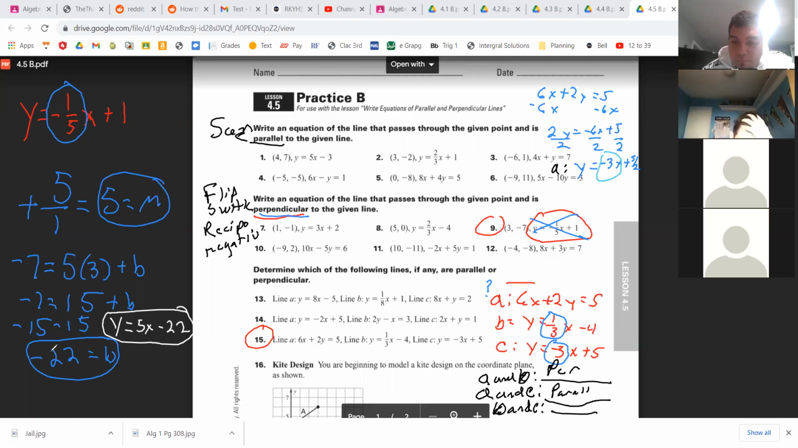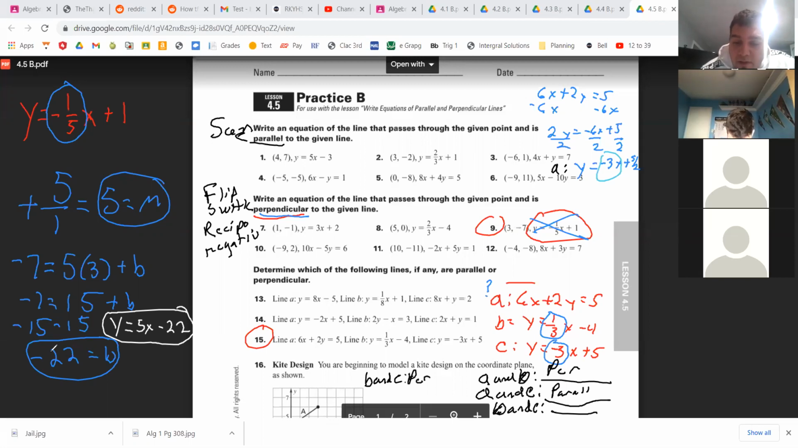Wait, so does that say A and B is perpendicular and then A and C is parallel and then B and C is nothing? Let's compare B and C. This is a 1/3. This is a -3. If you flipped 1/3, it becomes 3/1. If you switch 3/1 to a negative, it'll be -3. So in that case, it is perpendicular.